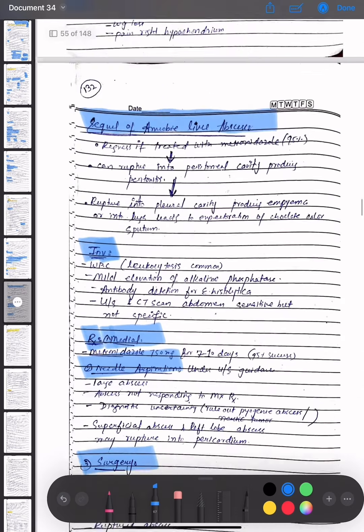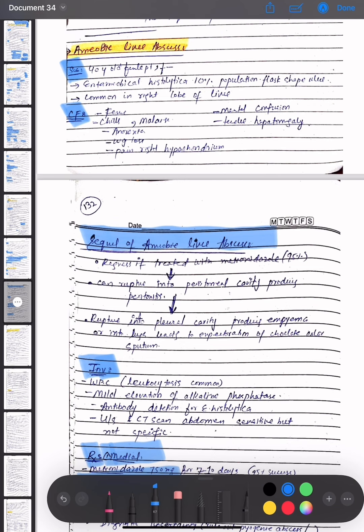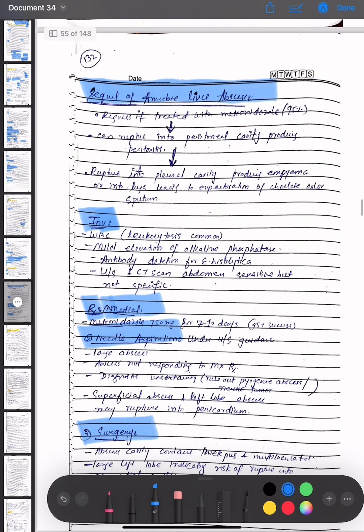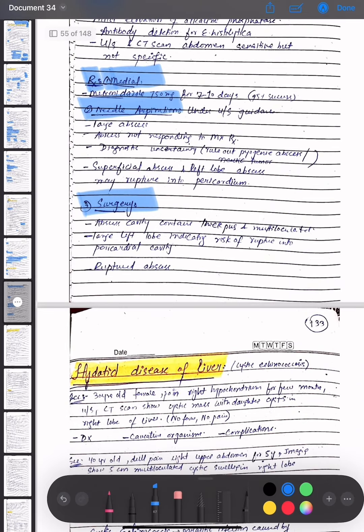Okay, so in amoebic liver abscess, we have discussed the scenario, then the definition, the clinical features, the sequelae, the investigations, and the treatment options, which are medical, then needle aspiration, and then surgery.